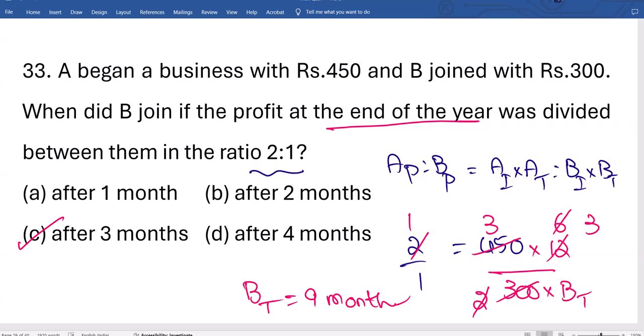Some people are worrying about 9 months is available time in 1 year. He joined after. This is the situation. Initially A started, A is available. After some time B joined. B available only for 9 months in the entire 1 year. First certain time only A is there. B joined after 3 months. Partnership concept, profit share ratio depends on investment and timing.